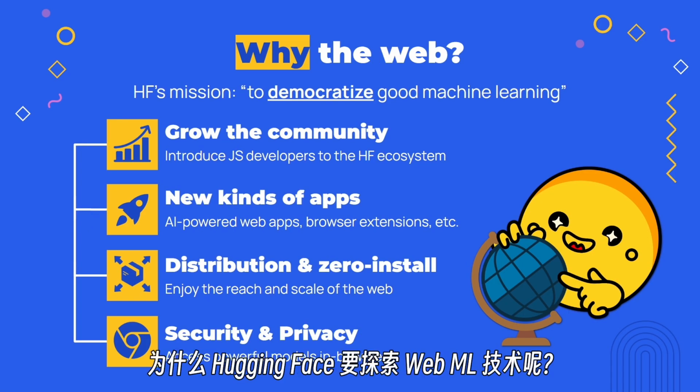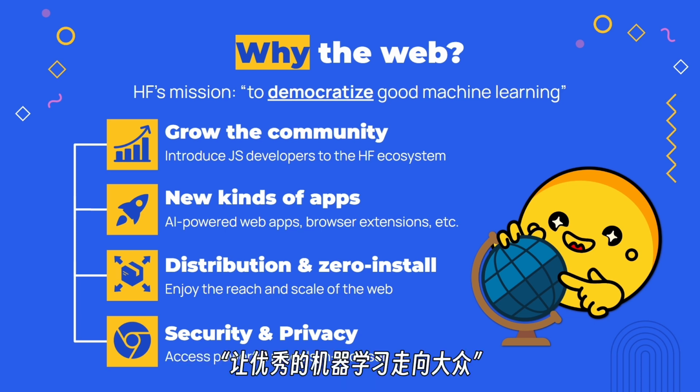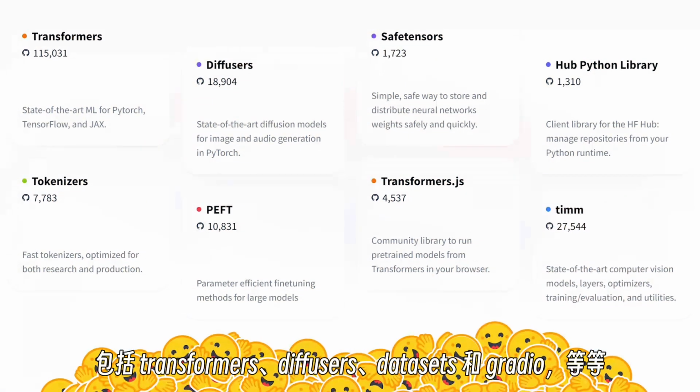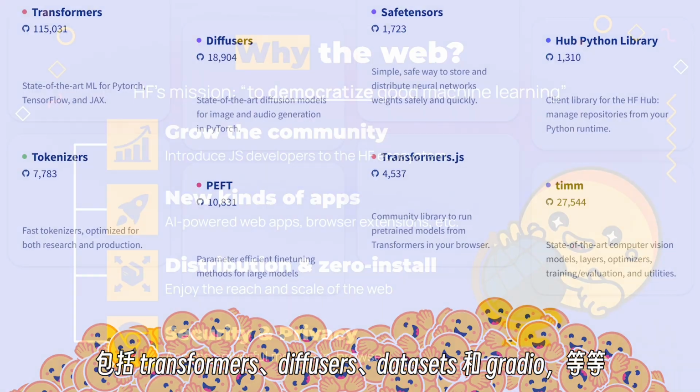And why is Hugging Face exploring WebML technology? Well, I think the answer to that can be found directly in Hugging Face's mission statement: to democratize good machine learning. Democratize being the key word here. As you may know, Hugging Face maintains a large collection of open source machine learning libraries, including transformers, diffusers, datasets, and Gradio, just to name a few.